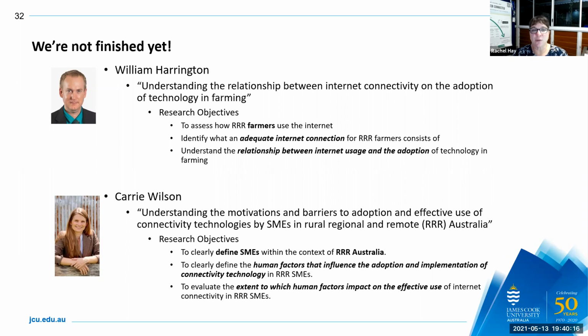And then Carrie's looking at it from the small and medium enterprise side of things. We know that since connectivity has become better, lots more women in particular are opening up online businesses in the bush from their farms. So Carrie's looking at what a small to medium enterprise looks like in a grazing or rural area, and what the influences are on adoption and implementation of connectivity technology in order to have that business going. Then we're going to evaluate the impact on the effective use of internet connectivity and adoption.